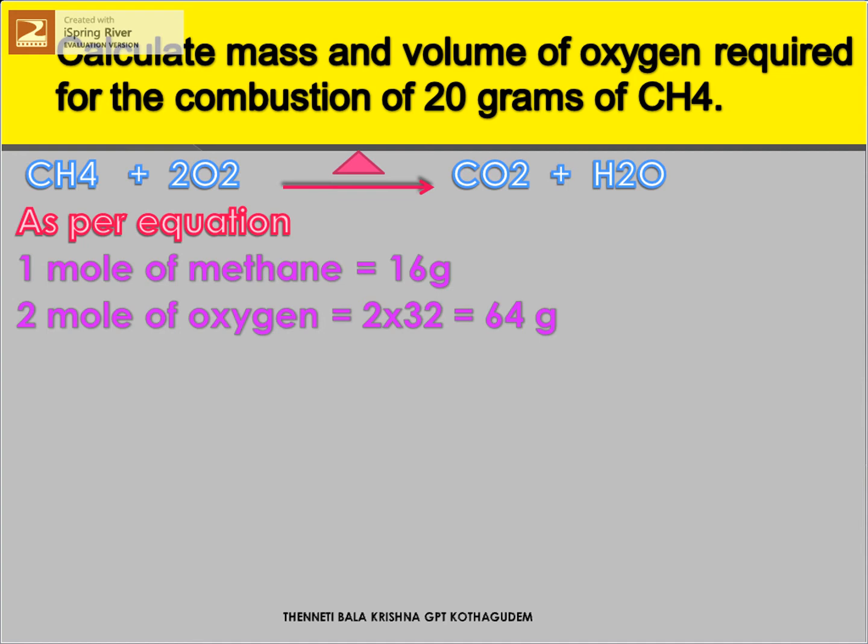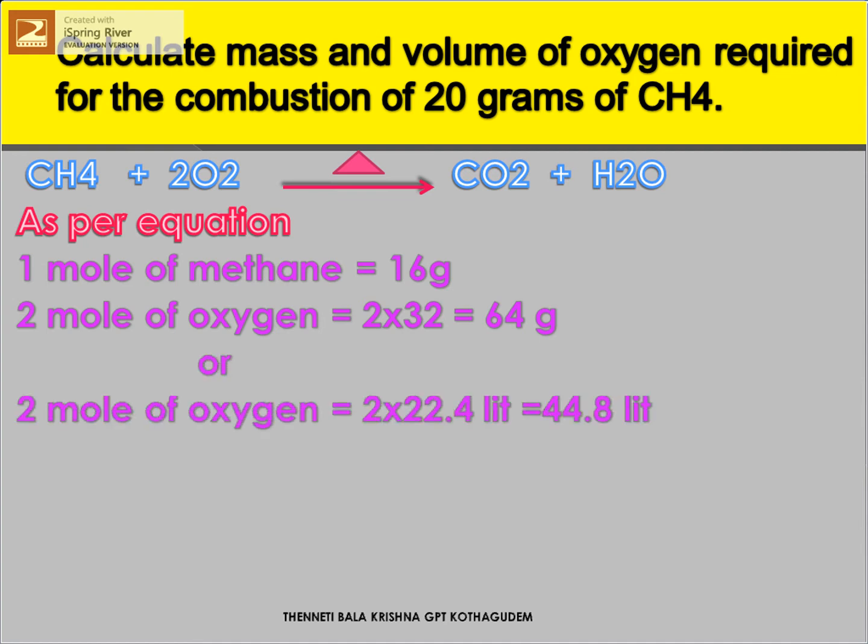Simple. 16 grams is equal to 64 grams. 20 grams is equal to how many grams? A simple calculation. 16 grams of methane needs 64 grams of oxygen. Basically, according to the equation, 16 grams of methane requires 64 grams of oxygen.